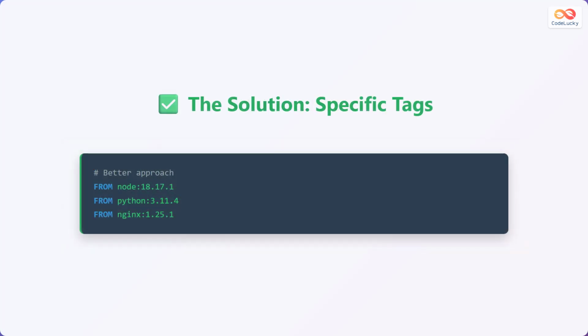The solution: use specific tags. Here is a better approach. FROM node:18.17.1, FROM python:3.11.4, FROM nginx:1.25.1. Instead of relying on the ever-changing latest tag, specify a particular version. This ensures that you are always using the same well-tested version of the image.